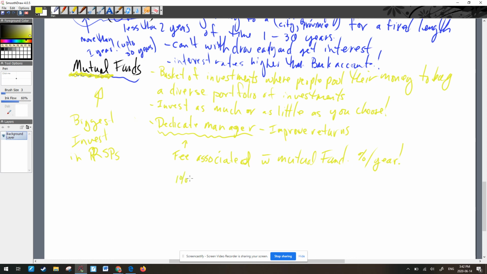So it might be 1% all the way up to 3%, and they might even be higher than that per year. So that means, as an example, let's say that you have $100,000 in your mutual fund at the beginning of the year. That means 3% right off the top. They're going to take $3,000 of that mutual fund, and you're only going to have $97,000 in your mutual fund.